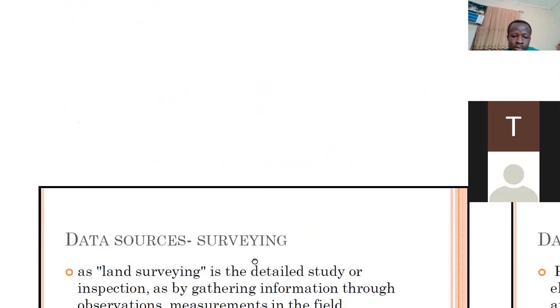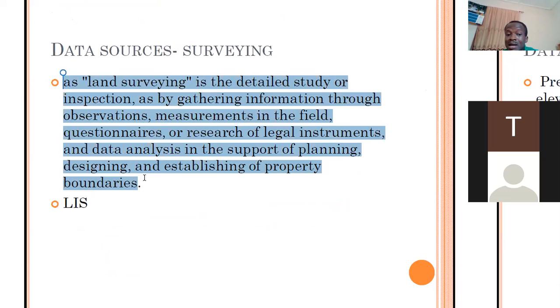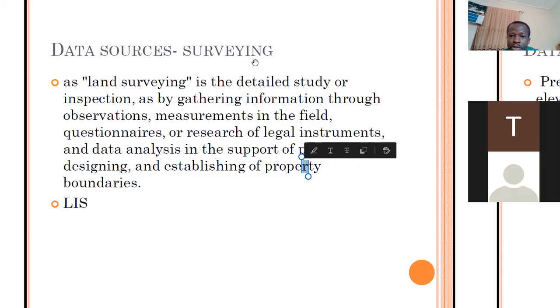So let's carry on. Land surveying is the detailed, let's look at another definition of surveying. It's a detailed study or inspection by gathering information through observations, measurements in the field, questionnaires, and so on. All that becomes a source to GIS. It's a primary data source to GIS. I'm not really saying primary and secondary, but you should know that collecting data on the ground directly is actually a primary data source that you are referring to when you do that.